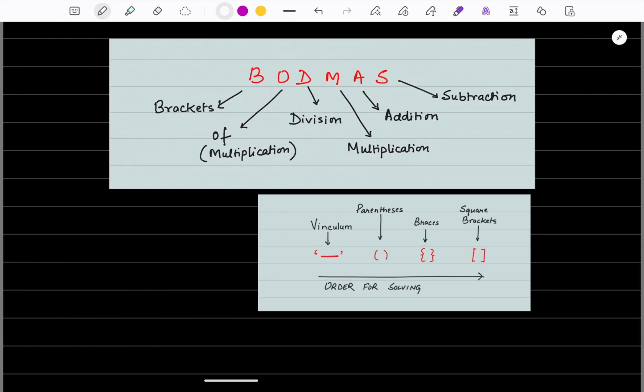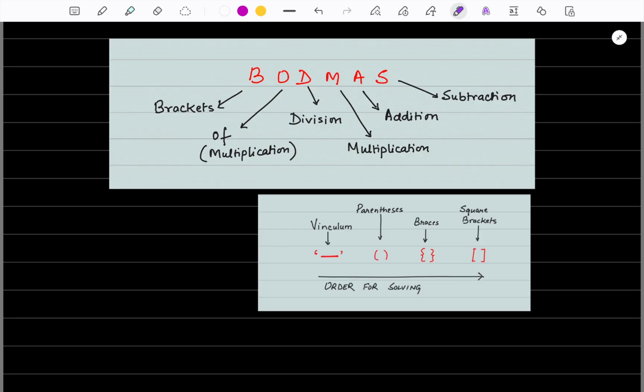Now we move on to the next topic, that is order of operations. We have covered the topic in detail in part 4 of the integer series. I would highly recommend you watch that video. The link is given in the description. In simple words, order of operations means that in case there are multiple operators in a given expression, there is an order of preference for solving these operators. And this is given by the rule of BODMAS.